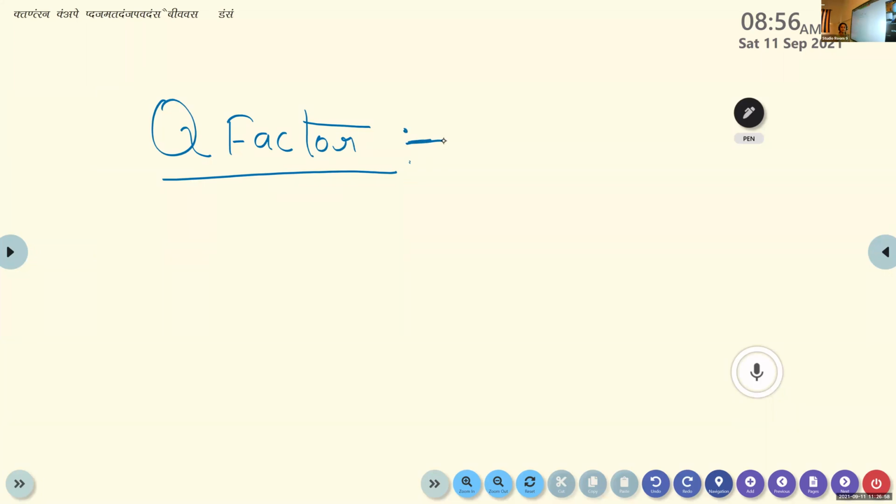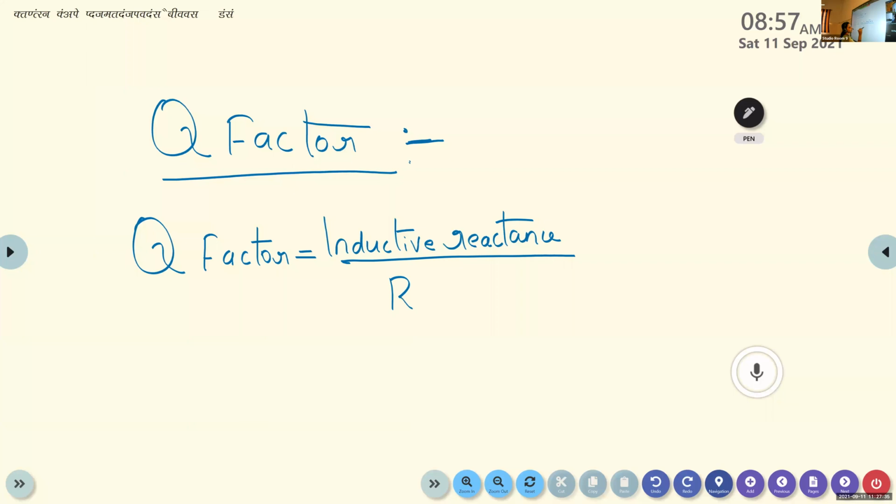Sharpness of resonance can be determined by finding the quality factor, or we simply call it the Q factor. So now we are going to explain what you mean by Q factor. Q factor is defined as the ratio of inductive reactance to resistance. That is, Q factor is equal to inductive reactance divided by resistance.